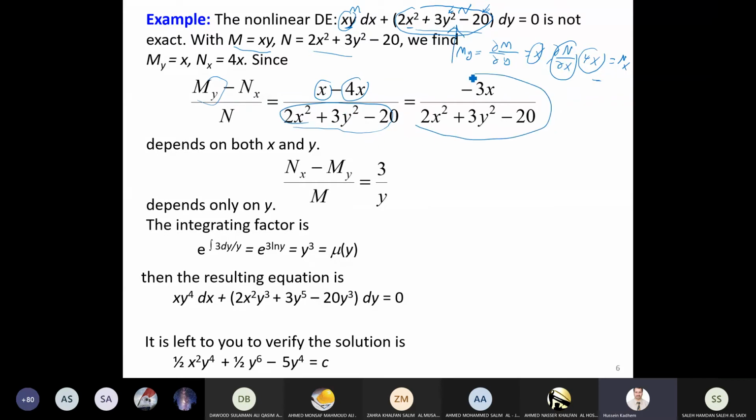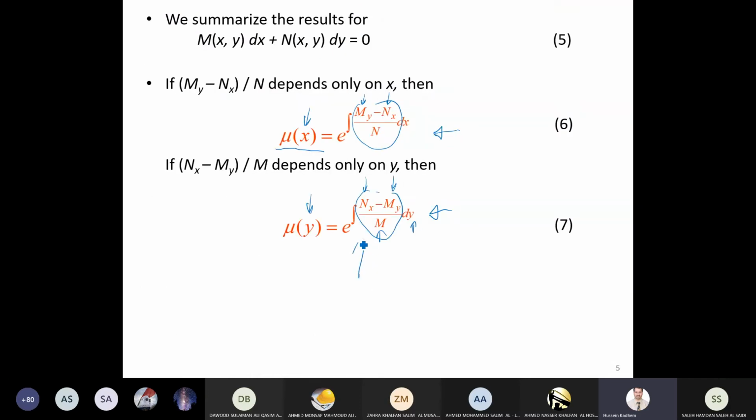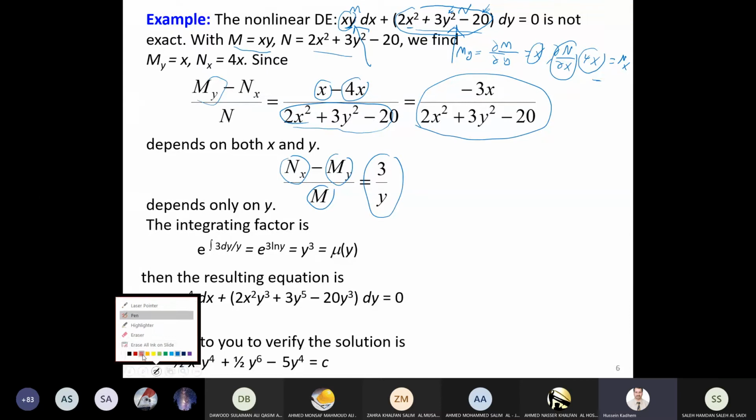I got this expression. Let me try the second one. Okay, I try this one now. Let me try this one. Nx now minus my over m. This is m. I got this part. Now my question to you here, what do you think?